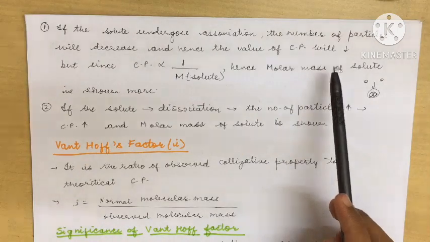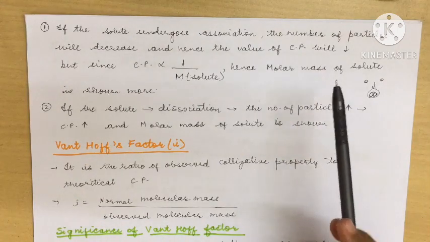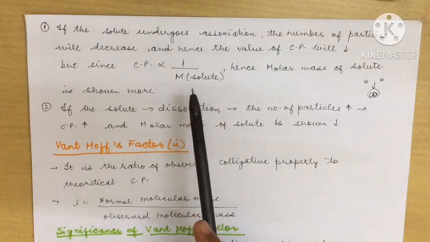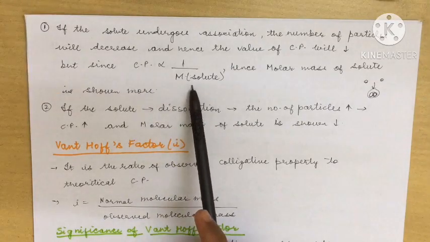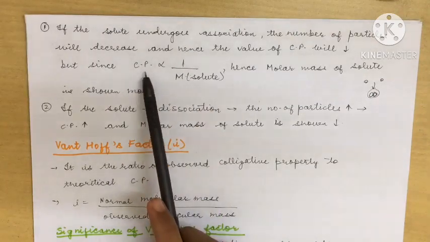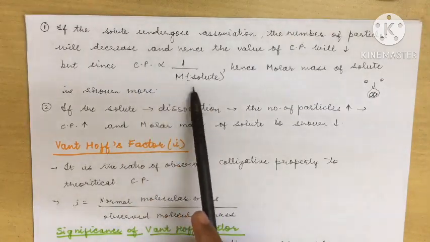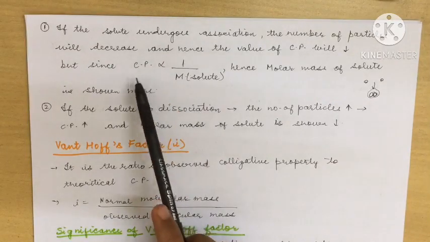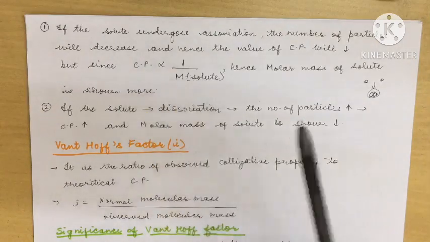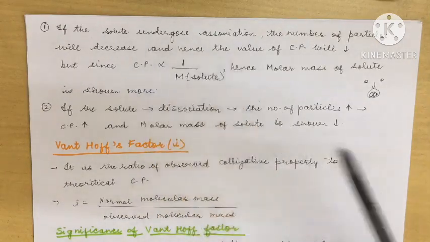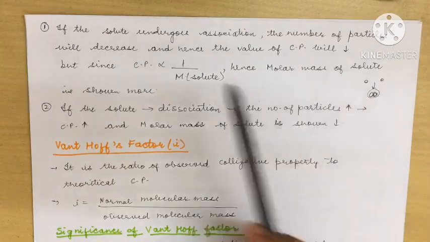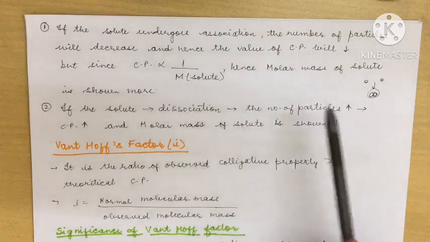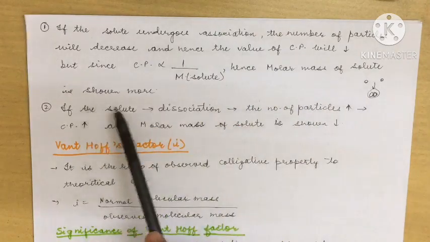Now the particles are associating, that means the number of particles is decreasing, and hence the colligative property value will also decrease. But with the formulas that we had, we know that colligative property is inversely proportional to the molar mass of solute. Meaning the greater the molar mass of solute, the lesser will be the colligative property, because if the molar mass of solute is more, then its particles will be fewer. In that case, the colligative property will be less. So according to this phenomenon, here we are having association. So the colligative property was decreasing, hence the molecular mass of solute should increase. So the molecular mass of solute is shown more.